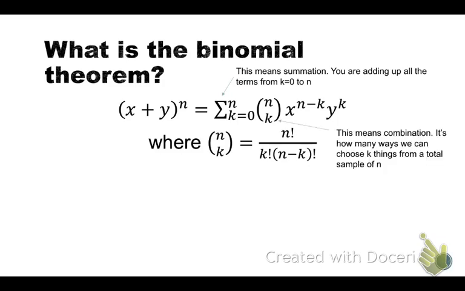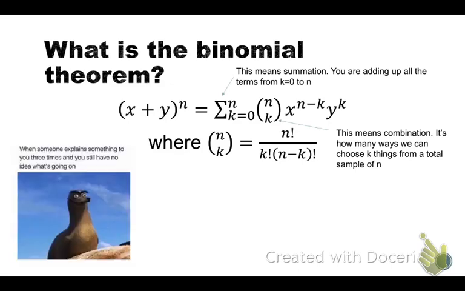And then this means combination. And it's how many ways we can choose k things from a total of n samples. Okay, so say you had a total of 7 books, and we wanted to see how many different groups of 3 we could put these 7 books into. Okay, and that's what this n choose k thing is. So that's n factorial over k factorial, n minus k factorial. What the heck, right? When someone explains, yeah, that's what you probably look like right now.